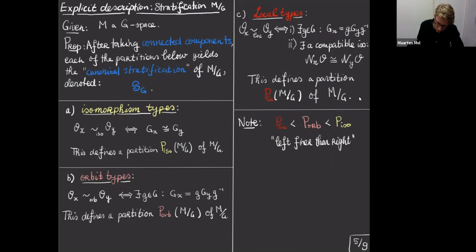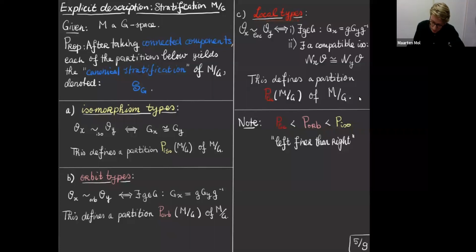Another partition that we can consider is defined as follows. Two orbits are equivalent if and only if there is a g in the group such that the isotropy at X is g-conjugate to the isotropy at Y. I think this is the most well-known partition inducing the canonical stratification, which is often also called just the orbit type stratification.